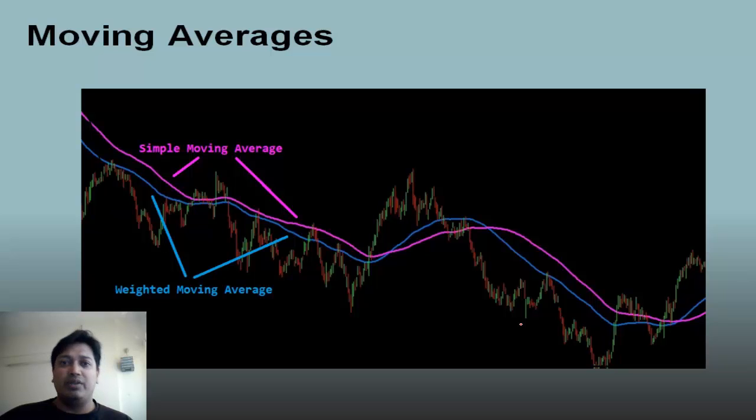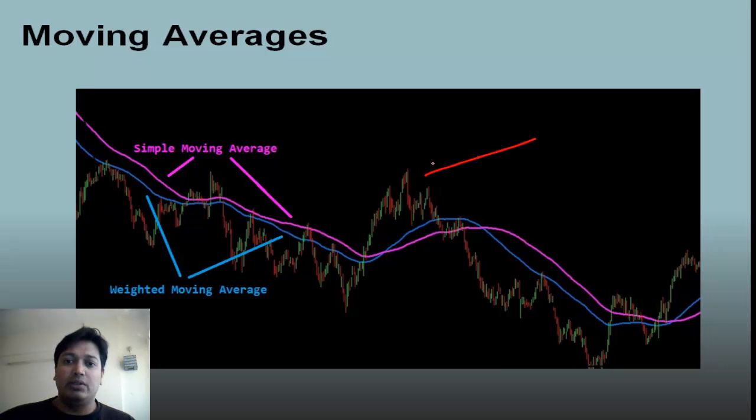So very quickly, let's look at this diagram. This diagram represents moving averages. This particular line is the price. Now the price has been denoted in candlesticks, so all these are basically the prices in candlesticks. I have drawn 2 moving averages on it. One of them is called simple moving average, the second is called weighted moving average.